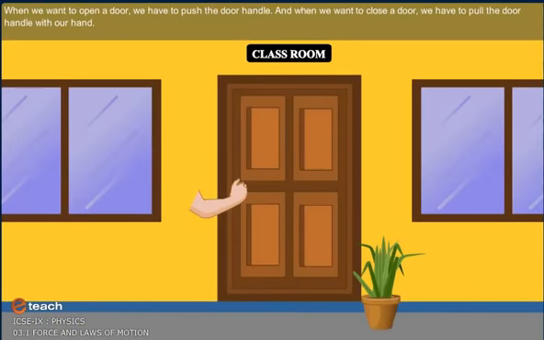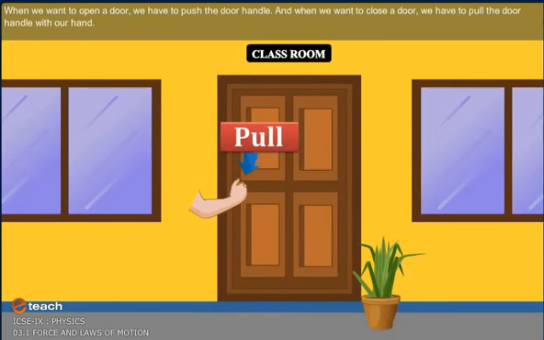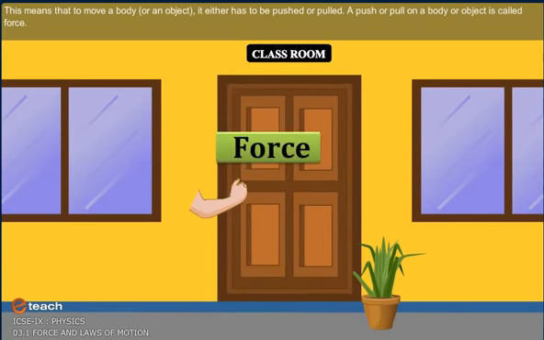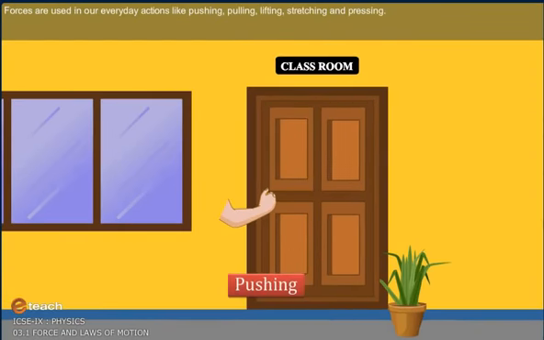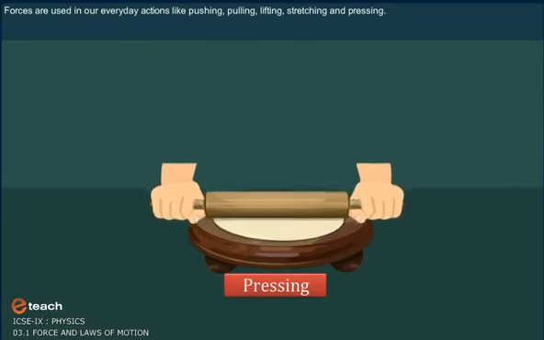When we want to open the door, we have to push the door handle. And when we want to close the door, we have to pull the door handle with our hand. This means that to move a body or an object, it has either to be pushed or pulled. A push or pull on a body or object is called force. Forces are used in our everyday actions like pushing, pulling, lifting, stretching, and pressing.